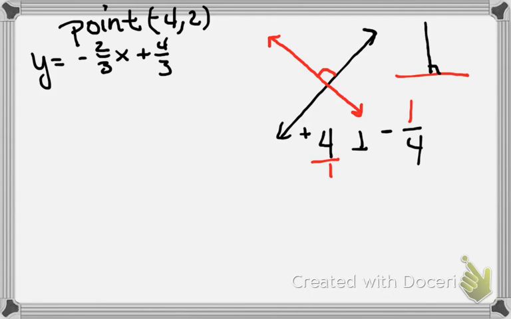If I had negative 5/6 and I wanted the perpendicular, we would say plus 6 over 5. We do the reciprocal. We'd flip it. That's basically what we do. We just flip it and change the sign to its opposite.